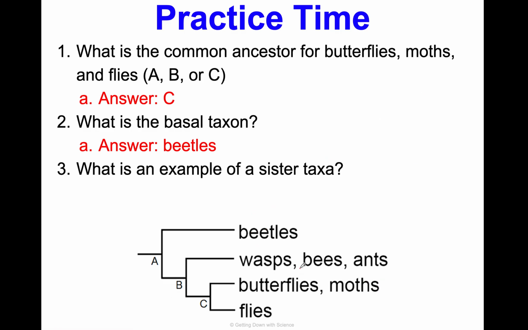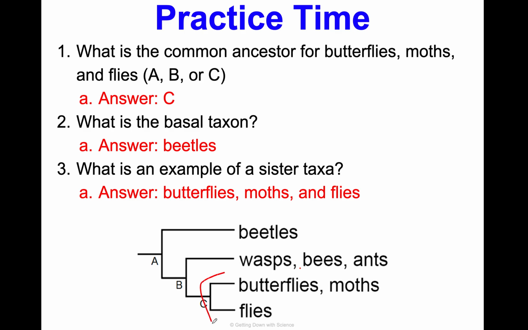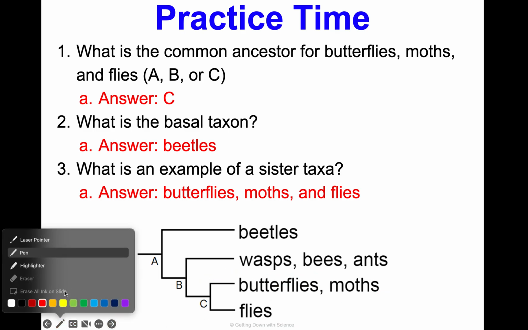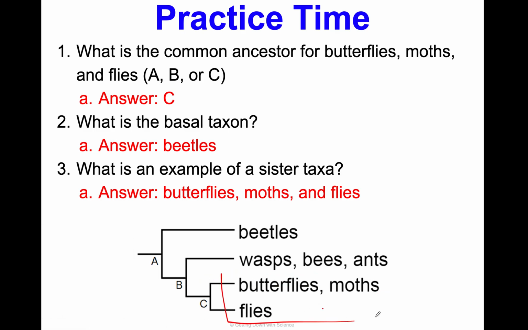Very cool. What's an example of sister taxa? If you said butterflies, moths, and flies, you'd be right. It's because they all share this same common ancestor, this node there. Okay? Technically, no, just kidding. Sister taxa here because they share one common ancestor. There's one node there.